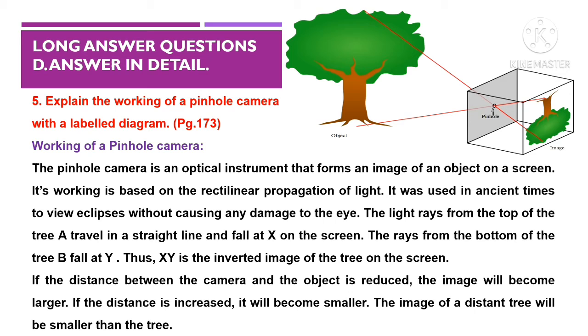The light rays from the top of the tree A travel in a straight line and fall at X on the screen. The rays from the bottom of the tree B fall at Y. Thus, XY is the inverted image of the tree on the screen. If the distance between the camera and the object is reduced, the image will become larger. If the distance is increased, it will become smaller. The image of a distant tree will be smaller than the tree.